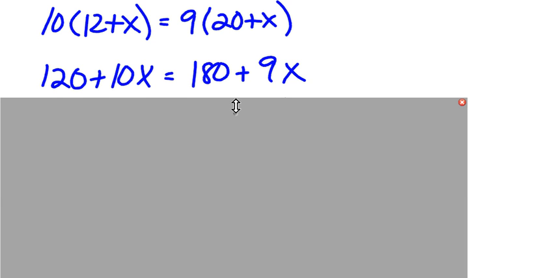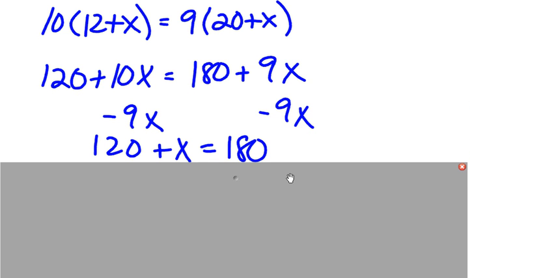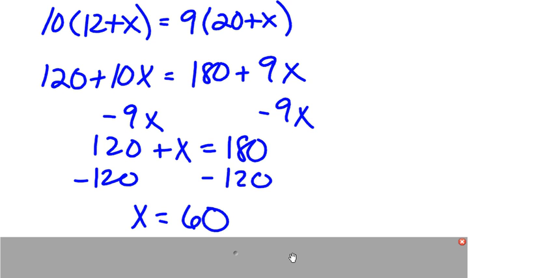And again, when we're solving our equations, we typically start with our lowest variable and start combining. So since we were adding 9x, we could subtract 9x from each side, which would leave us with 120 plus x equals 180. Then we're going to combine our constants, so we could subtract 120 from each side. That means x equals 60.